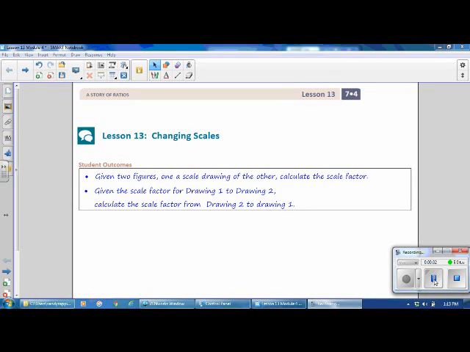This is Mrs. Zappia with Lesson 13, Changing Scales. Student outcomes for this lesson: given two figures, one a scale drawing of the other, calculate the scale factor. And given the scale factor for drawing 1 to drawing 2, calculate the scale factor from drawing 2 to drawing 1.